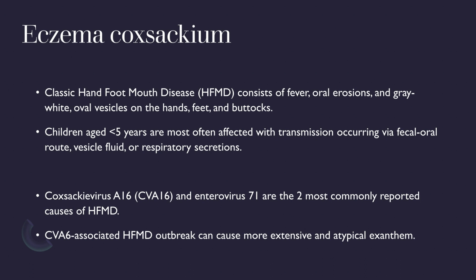It often has that purpuric look, which often makes one think of vasculitis, right? Which is why we often tend to be very worried and investigate more rather than less. But this is important to keep at the back of the mind. So eczema coxsackium has been seen before. Children aged less than 5 years are most often affected, with transmission occurring via the fecal-oral route. A16 and enterovirus 71 are the two most commonly reported, but CVA6-associated hand-foot-mouth disease can often cause a more extensive and atypical exanthem. This child actually turned out to be CVA6, so it wasn't EV71, sorry.